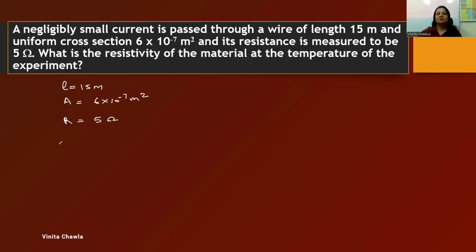And how will you find resistivity? R is equal to rho L by A. This implies rho is equal to R A by L. Now put the values. It's 5, 6 into 10 to the power minus 7 upon length.